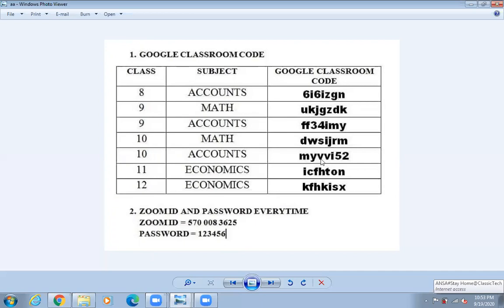Please note it down in your copy. Afterwards, you can enter this code in your Google Classroom and you will enter that room. Okay, so let me start.